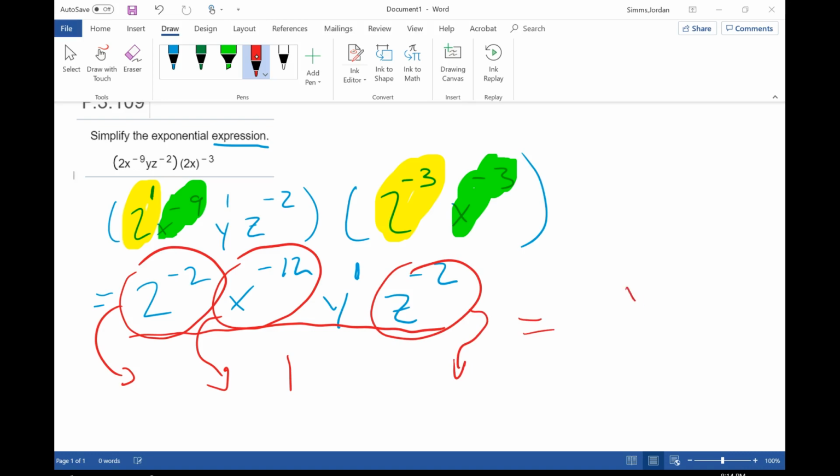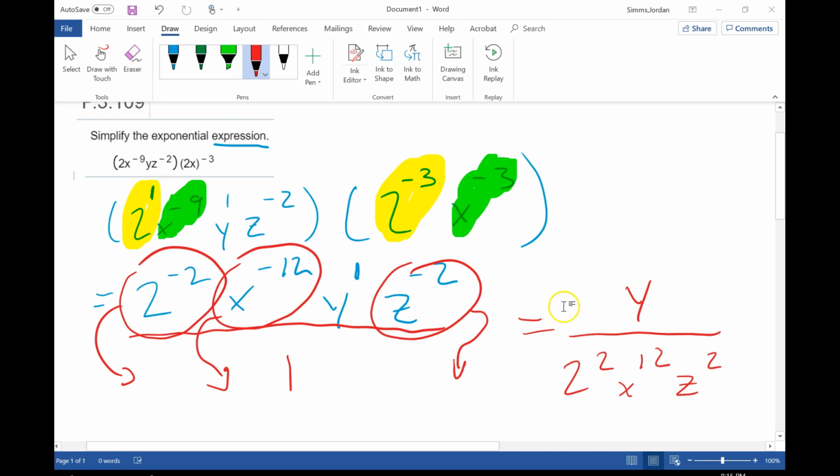So what that's going to leave us, we just have y in the numerator. Downstairs I have 2 squared. I have x to the 12. I have z to the 2. Remember, when we flip an exponent, it's just the sign that changes. If this was a negative 2, it would still be a negative 2 down here, the base, I mean, but the exponent is what flips.